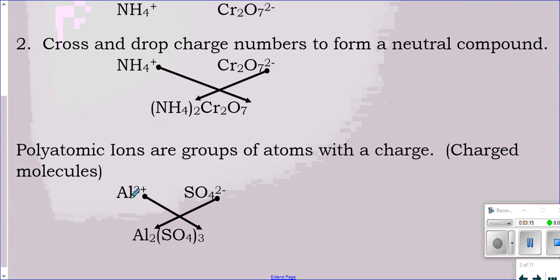So here's another one where we have aluminum that has a charge of 3, sulfate, SO4, that has a charge of -2. So the 2 is going to cross over here to the aluminum. The 3 is going to cross over here to sulfate. So if you multiply 2 times 3, that's a +6. And a 3 times the -2, it's a -6. So that equals out to 0.